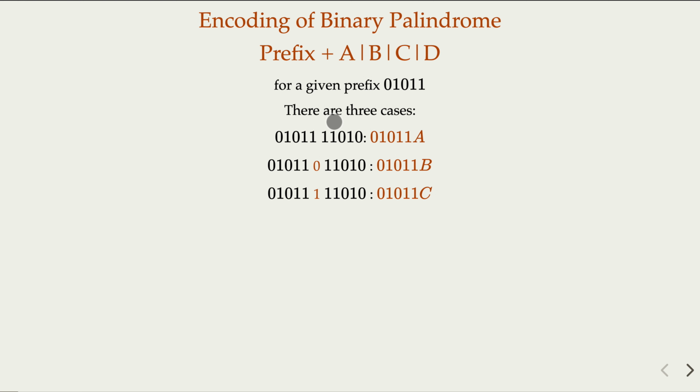With this encoding, for this palindrome string, we encode it as highlighted here, 0 1 0 1 1 A, meaning this is the prefix string. A means you just flip over and then concatenate the 2 strings. B means you put 0 in the middle, then flip over and combine. And C means you put 1 in the middle. So what's D? D is the case for the empty string, or for a single string 0 and 1. That's a trivial case. We don't care too much about that.